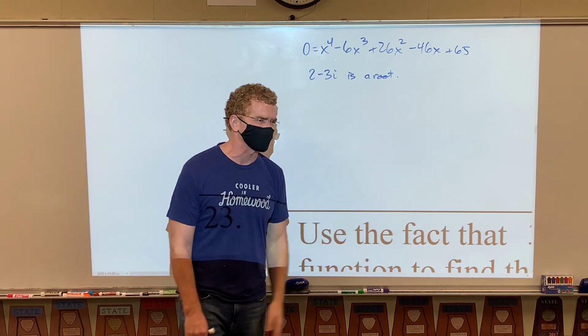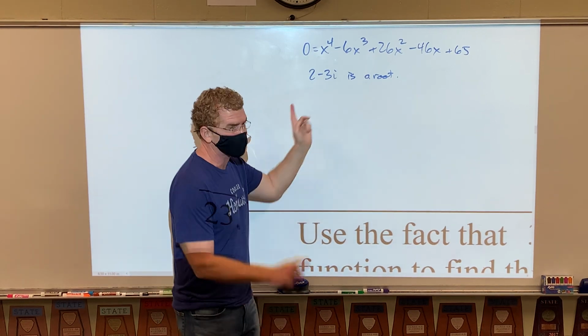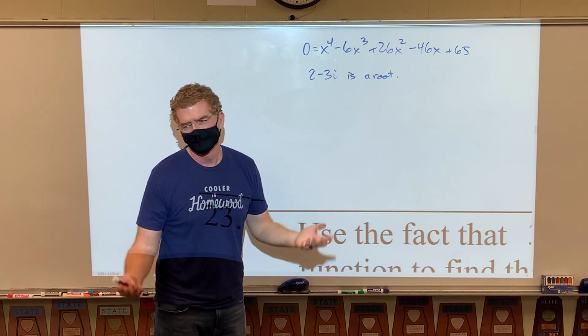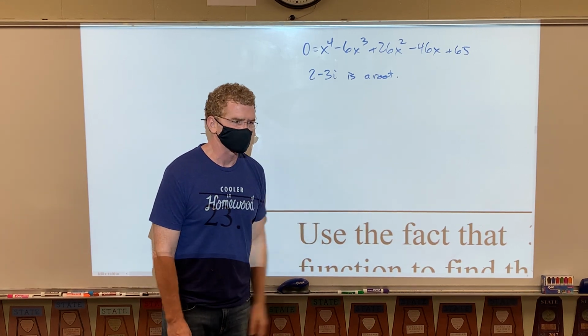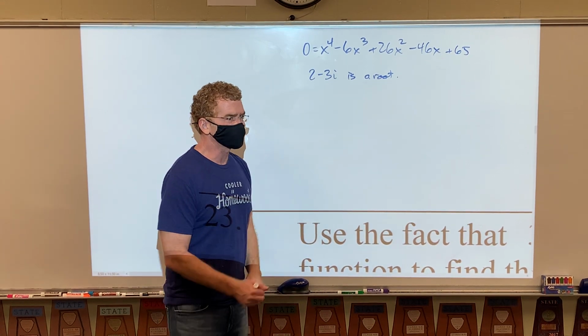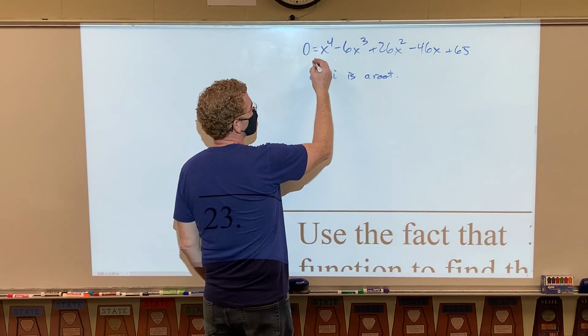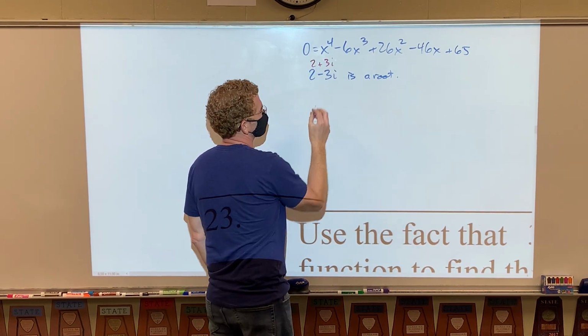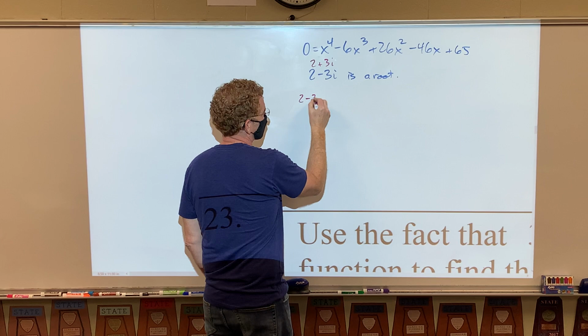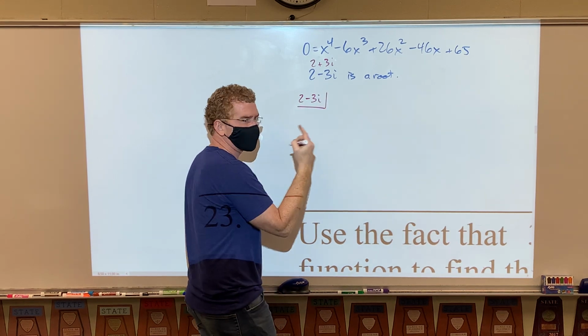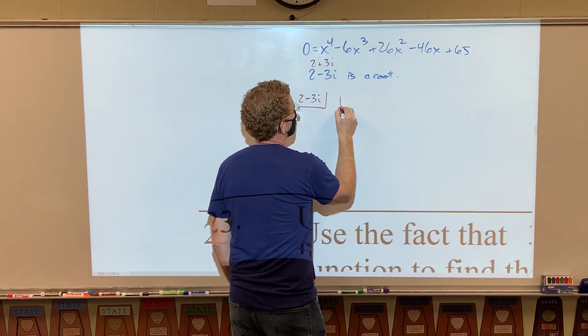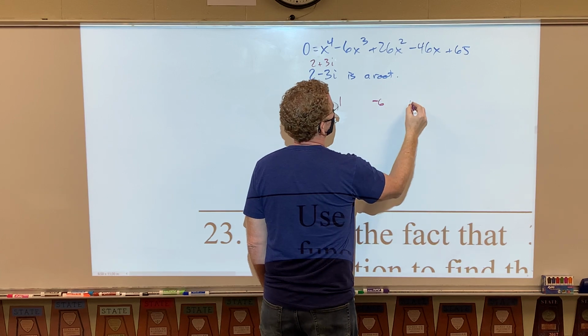You're not going to get really much, if any, credit for saying, hey, 2 plus 3i is also a root. I found one of them. That's algebra 2. Okay? So you could synthetically divide. But I do know that both of these are roots. So if I start with 2 minus 3i, I want to just point out and remind you how nasty this is going to be. I'm even going to really separate these.